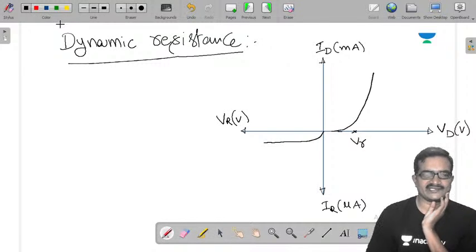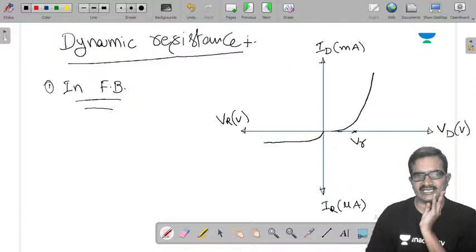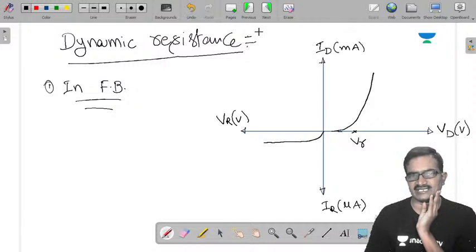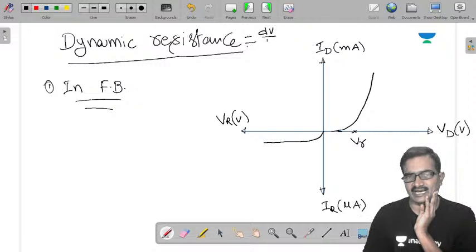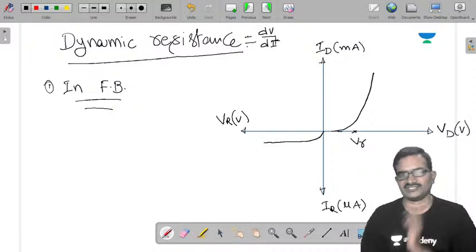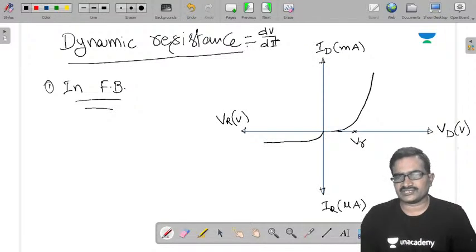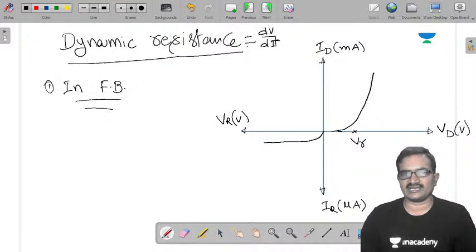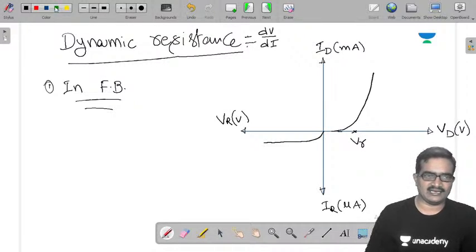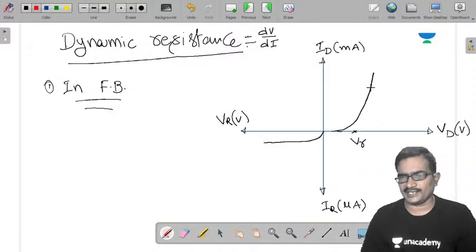Now we are going to dynamic resistance. See, dynamic resistance in forward bias is nothing but dV by dI, change in voltage by change in current. Let us take 2 points on this plot. Previously we took only 1 point. Now I am taking 2 points, somewhere here and somewhere here.